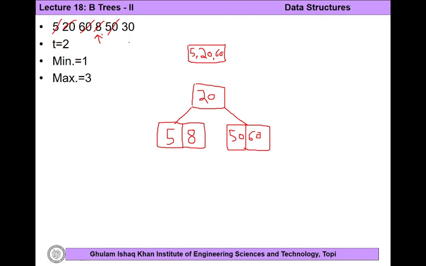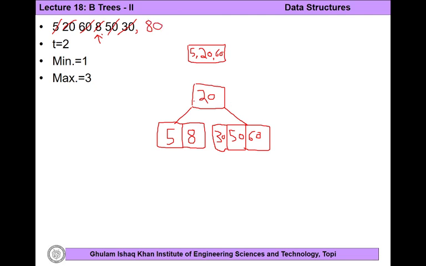Now we have to place 30. 30 is greater than 20, so it will come here, and in this node we have space available, so 30 will come here, right? And let's assume that we have another value, for example 80, right?